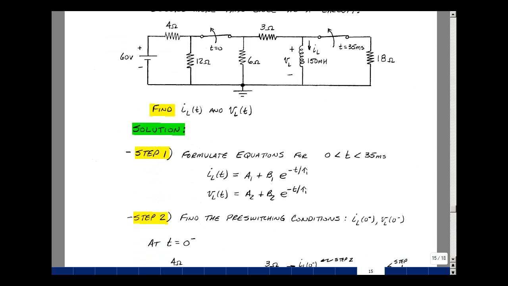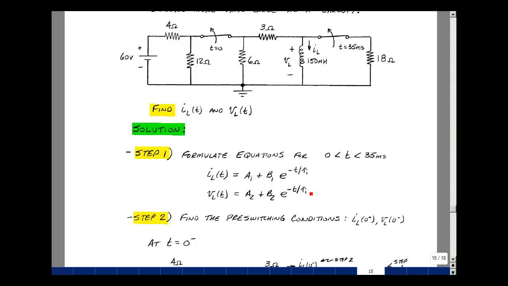On step 1, we're going to formulate the equations. These equations will be valid for t up to 35 milliseconds. The current of the inductor and the voltage across the inductor will be of the form A plus B times e to the minus (t minus t0) over tau. Since we're switching at 0, we'll just have e to the minus t over tau. We'll call these A1 and B1, A2 and B2, and they both have the same value of tau. In fact, any voltage or current you solve for would have the same tau in its equation.